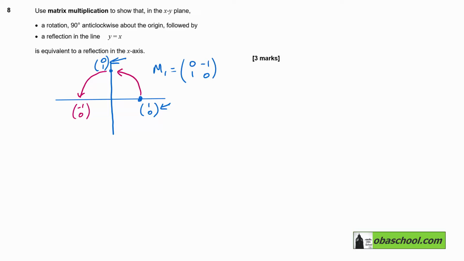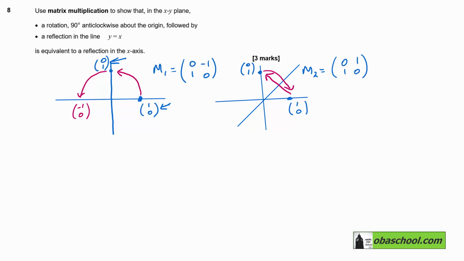Okay, let's look at reflection in y equals x. So once again, we consider those same points, 1, 0 and 0, 1. And the line y equals x goes like this. And therefore, this point reflects to here, and this one reflects to here. So the matrix that we want for that one, matrix 2, is going to be 0, 1, 1, 0.